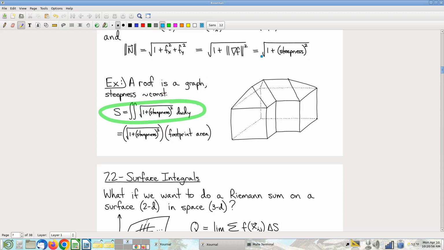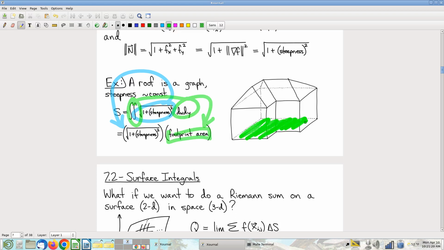And wait a second, if we're talking about a roof where the steepness is constant, that means that the whole integrand is a constant. That means that this whole integrand will just factor right on out, leaving you only with the sum of the areas in the footprint. In other words, just the area of the footprint. And the area of the footprint, much easier to measure. You need a tape measure and a 2-function calculator, right? You just need to be able to add and multiply, that's it.